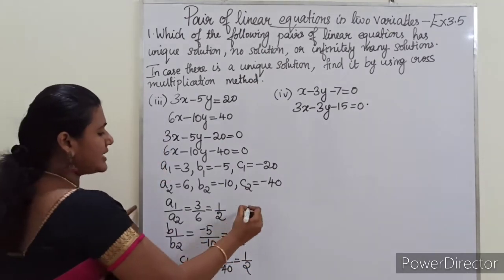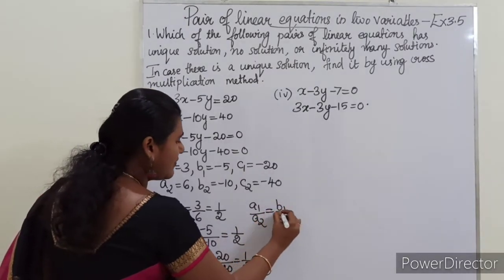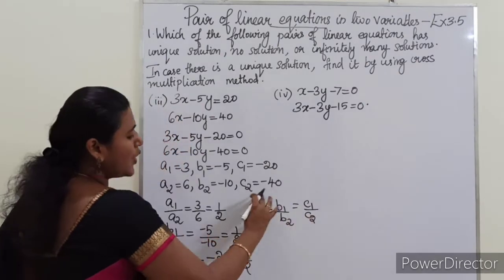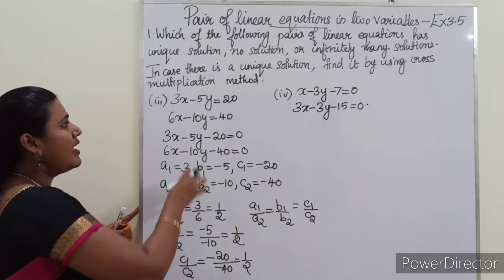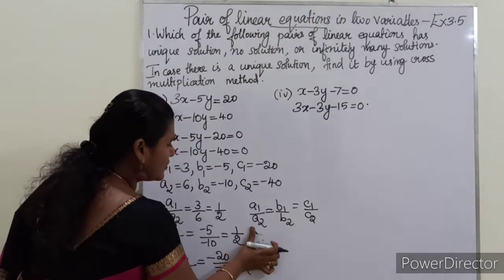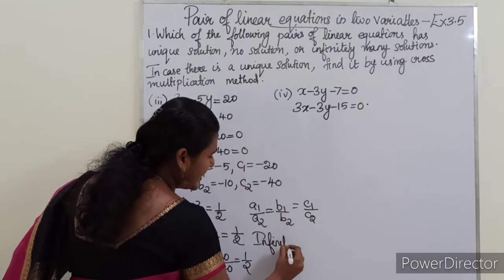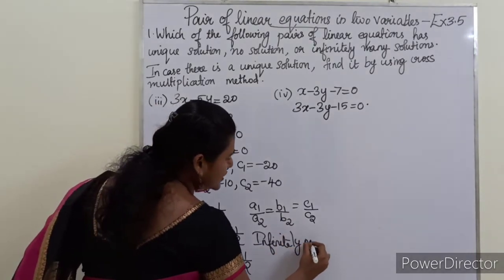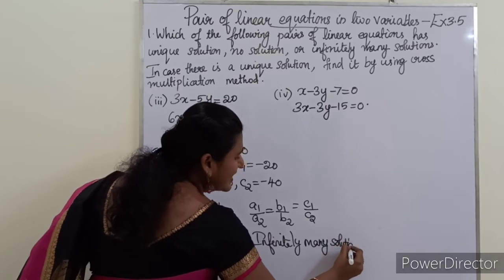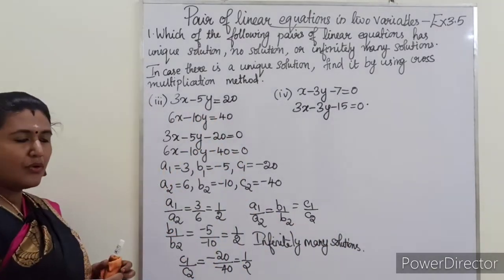So here if you see, we get A1 by A2 is equal to B1 by B2, which is equal to C1 by C2. Since all these ratios are equal, the given pair of equation has infinitely many solutions. So here this is the infinitely many solution case. We get the given pair of equation has infinitely many solutions. Now we will move on to the fourth question.